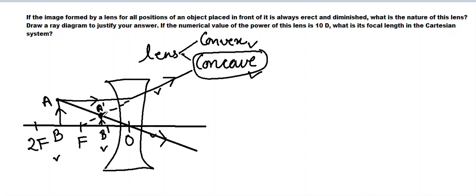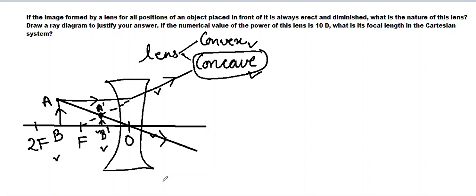So we can see here that our image is actually erect and also it is diminished. Also the point to note here is that it is virtual. The image formed is virtual, that is, the rays are actually not meeting, but we are making them meet at one particular point. So this explains the ray diagram or the formation of image with the help of ray diagram by a concave lens.